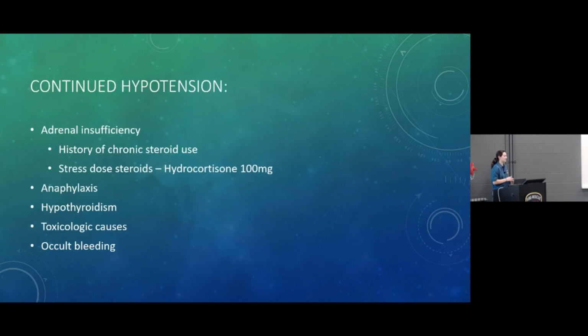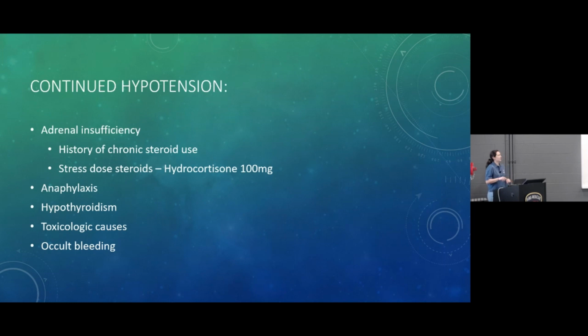So if a patient has continued hypotension and we've already given IV fluids, what are some other things that I'm thinking about? So I told you about adrenal insufficiency, especially in kids. Adults can have this too, especially if they're on chronic steroids, or maybe they've been fighting this infection and they're just depleted. I'm thinking about giving those steroids, and that's 100 of hydrocortisone for us. If I'm going into 2-pressor shock, I'm normally going to go ahead and give stress dose steroids.